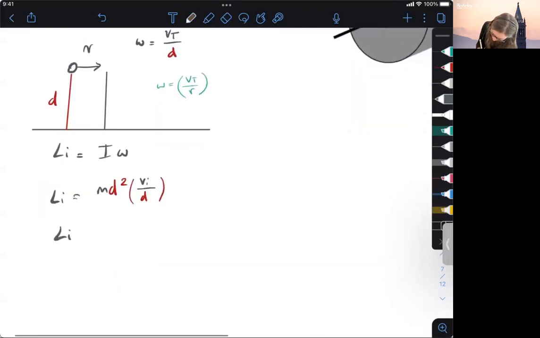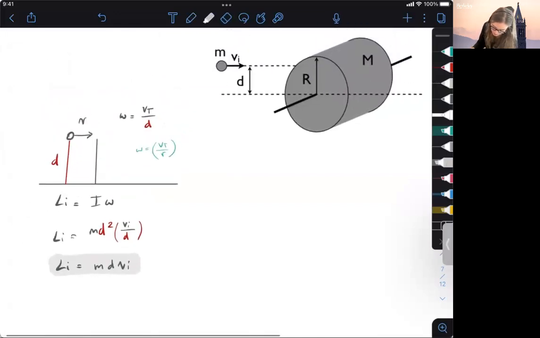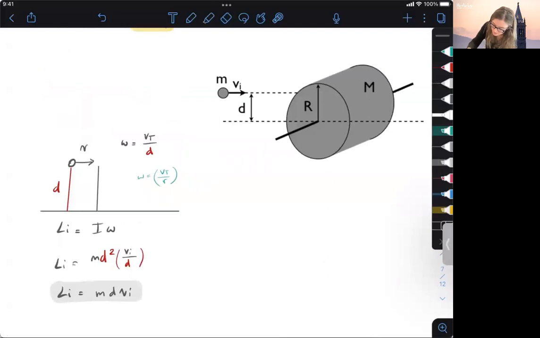Where we have L_i is equal to m d v_i, right? So what we're saying with this is a particle that's moving with some sort of tangent velocity, okay? At this point, the angular momentum that it would have is dependent on these things, right? So that's the angular momentum it's going to impart into the system. So this is our initial.